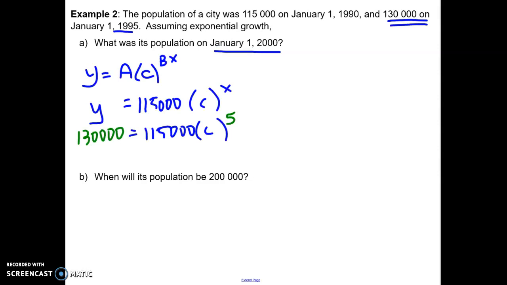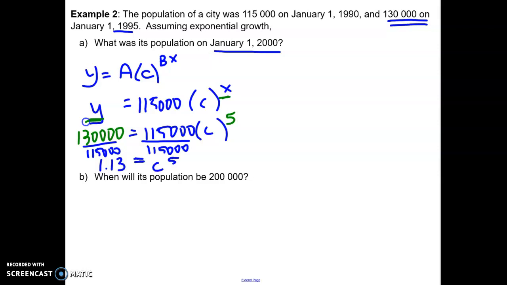So we're going to plug in a coordinate that we know. We know that after 5 years it grew to 130,000. So I'm going to plug in 130,000 for y and then 5 for the x. Now I'm going to solve this to find the base, because first of all we need to find the base to find this equation. So I can start by dividing out the 115,000 and we get 1.13 approximately, which equals c to the power of 5.